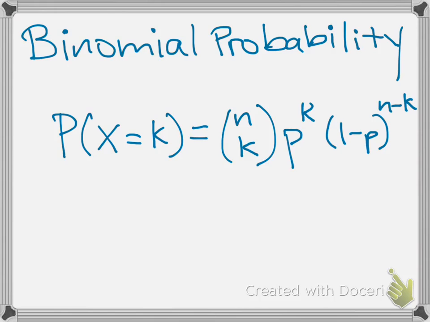And the reason this last exponent is n minus k is because if you have k successes that you're already accounting for, then you have n minus k trials left that you have to account for, and all of those trials must then be failures.